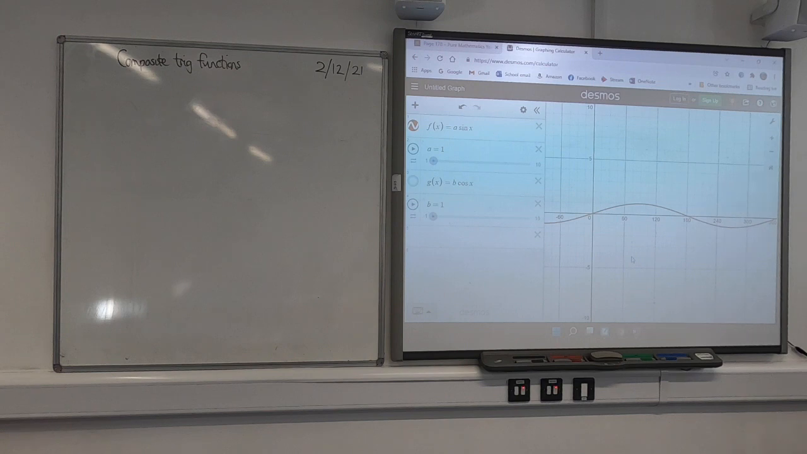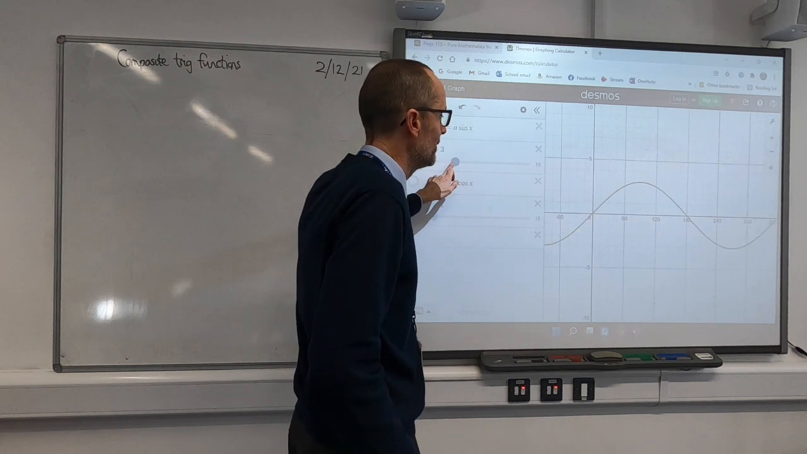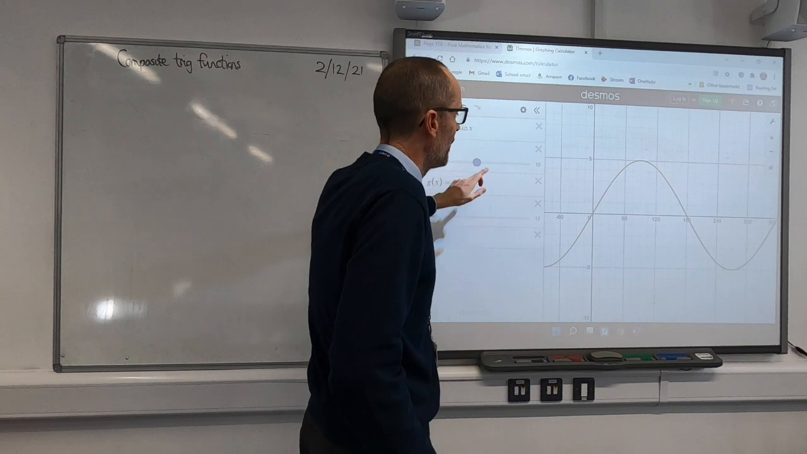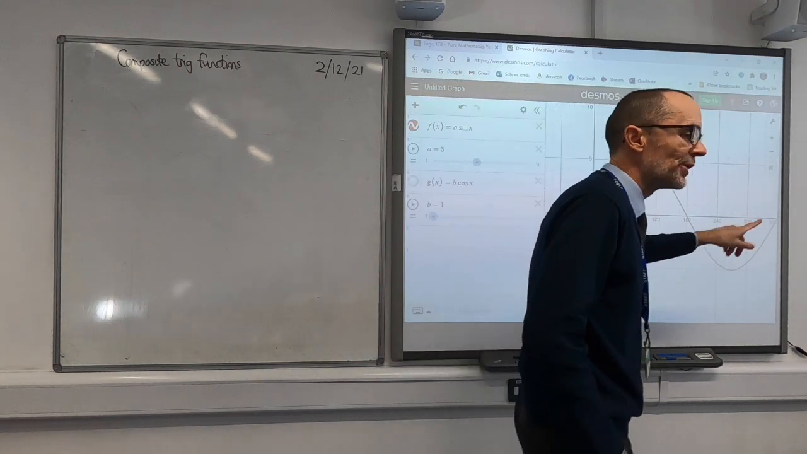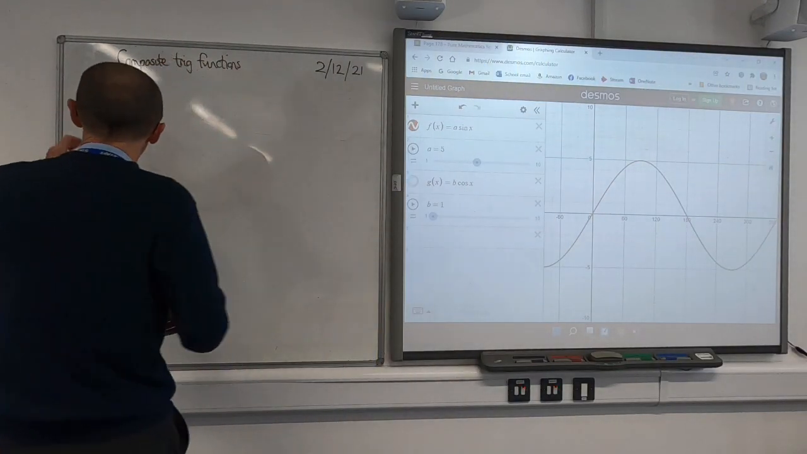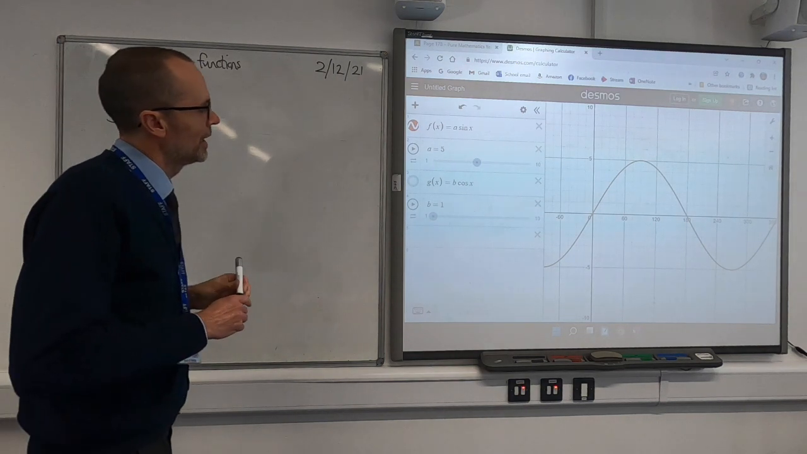So here is the graph of sine x, and I could multiply the whole function by something. So this is the graph of 4 sine x and 5 sine x. Looks exactly like a normal sine curve, but it goes from 5 to minus 5, rather than from 1 to minus 1. So that's the graph of 5 sine x.